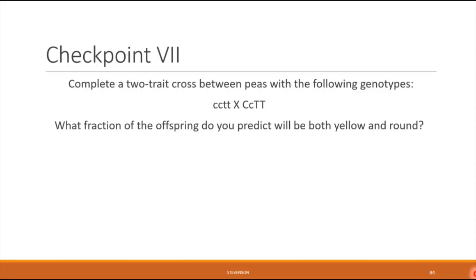Now for this one, you guys are going to be on your own. I want you to complete a two-trait cross between peas that have the following genotypes: little c, little t, and big C, little c, big T, big T. Remember that the first thing you should do is figure out what combination of exactly one C and exactly one T can be in the alleles for each parent. Those are what make up the top and the side of your Punnett square.